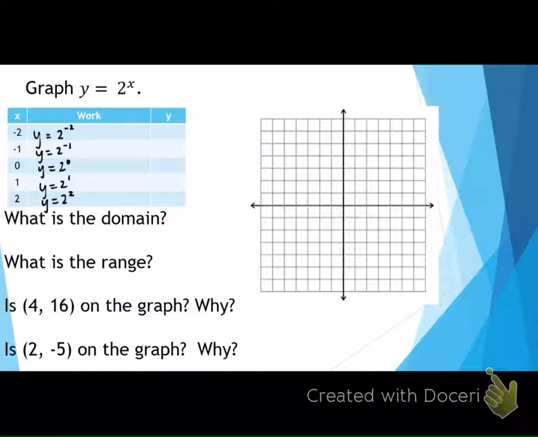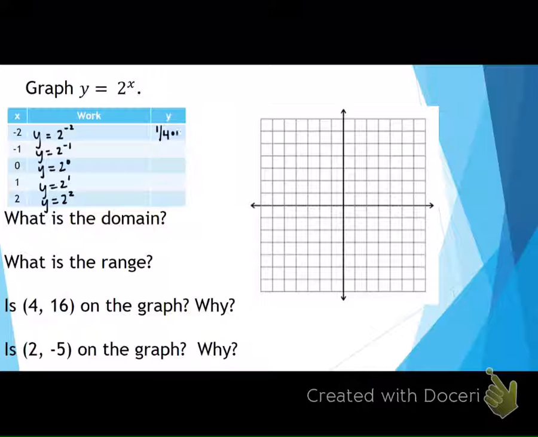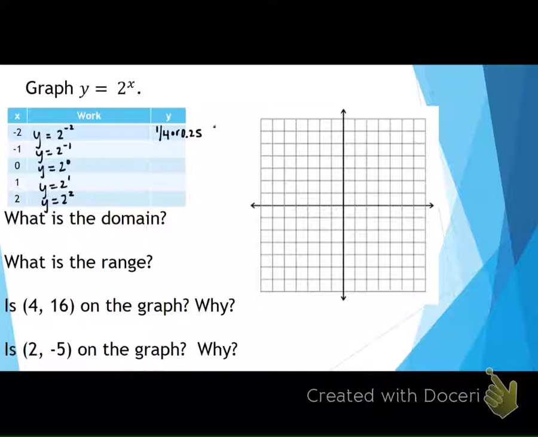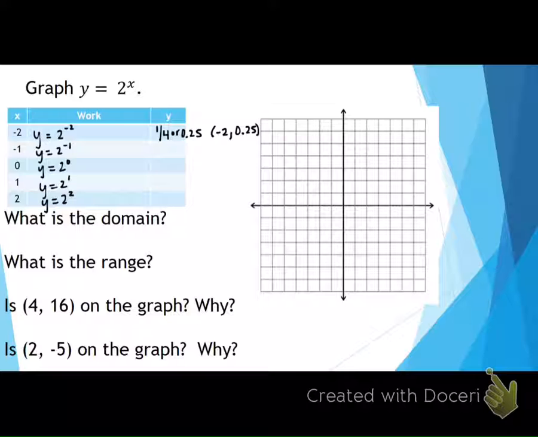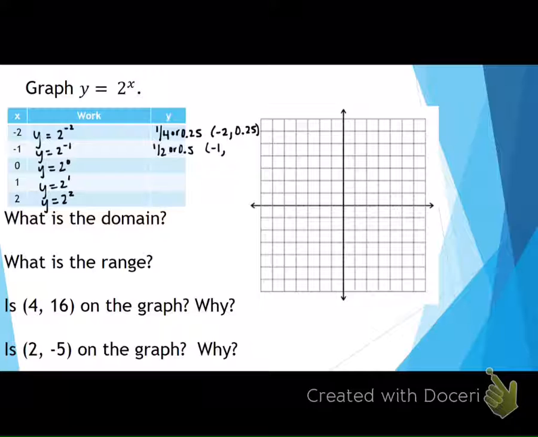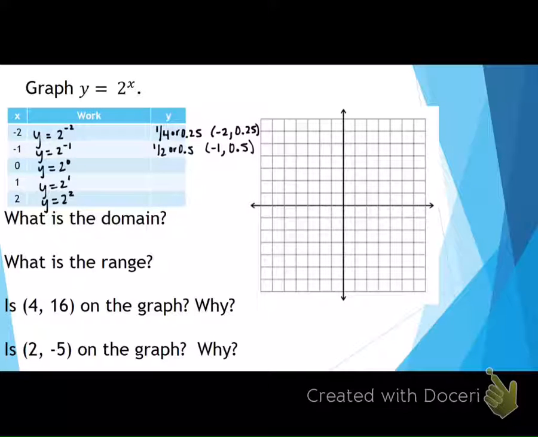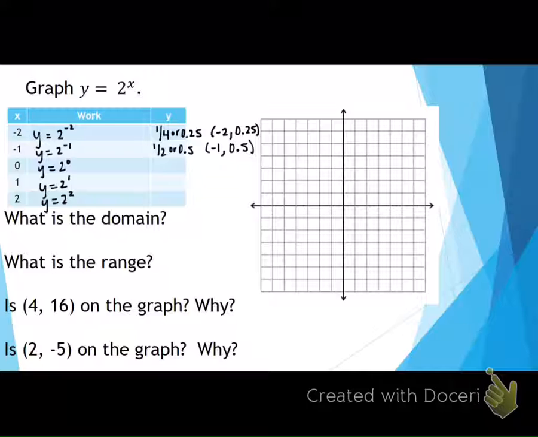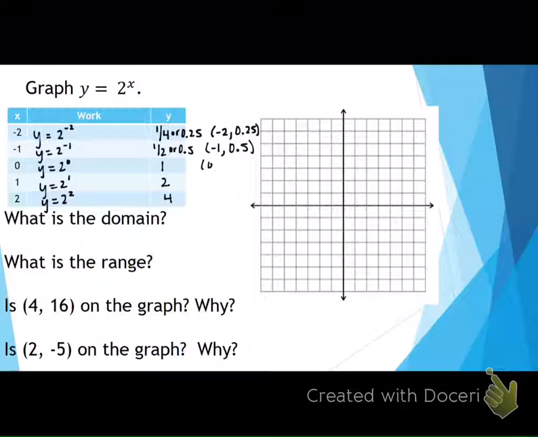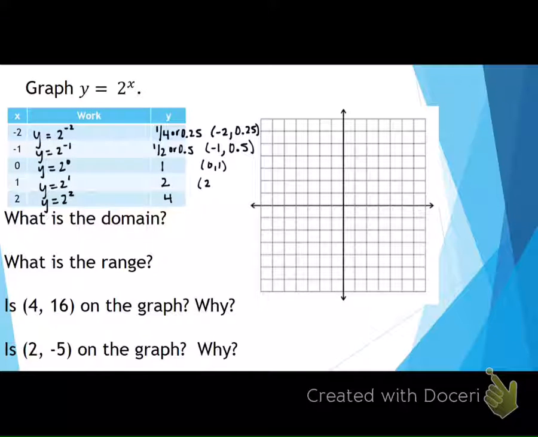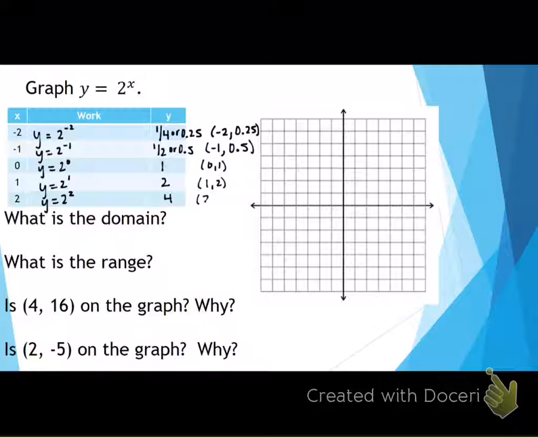All right. So you should have gotten 1/4 or 0.25. Those mean the same thing. Which means this is the ordered pair, -2, 0.25. All right. The next one here is 1/2 or 0.5. So that would be -1, 0.5. Then you should have gotten 1, 2, and 4. So this is 0, 1, 1, 2, and 2, 4.